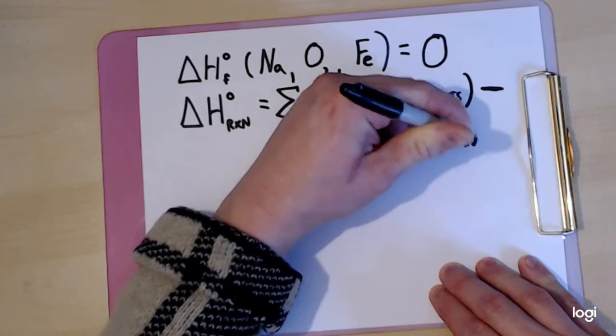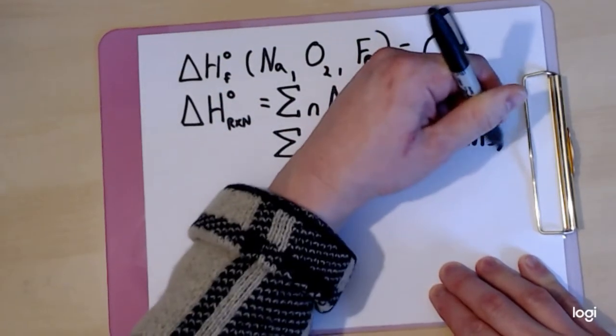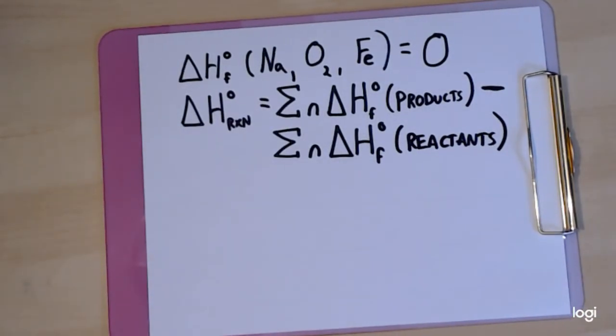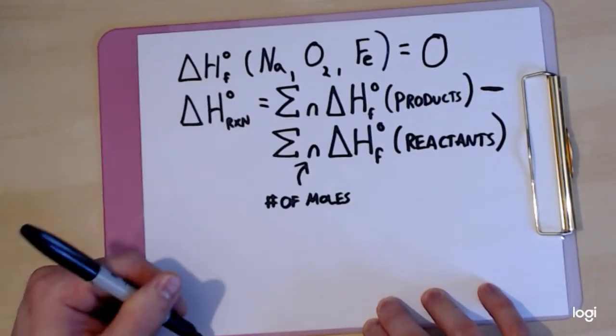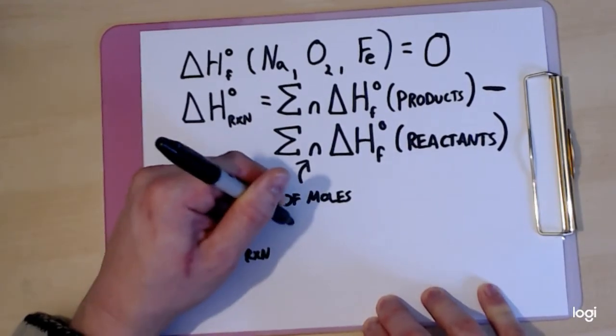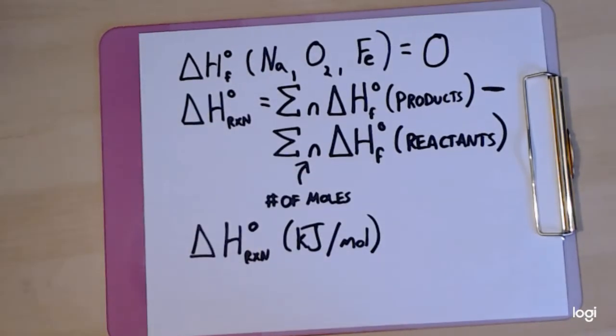And this gives you the heat of reaction. And again, this enthalpy of reaction is going to be expressed in kilojoules per mole or joules per mole.